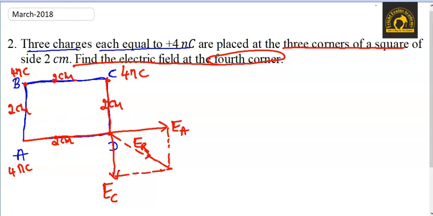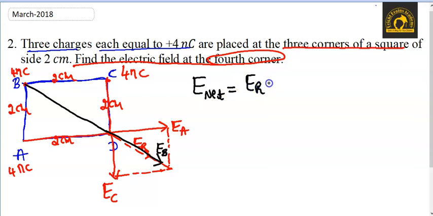Now let us look at the B charge. This is the B charge. This is also a positive charge, so the electric field is in the outward direction. This is the electric field due to B. So the net electric field is equal to the resultant electric field plus the electric field due to B. This is called equation number 1.